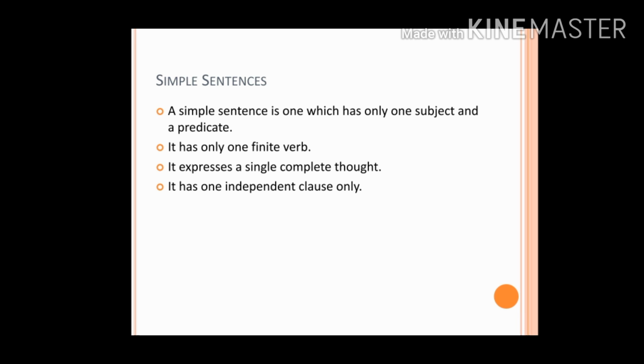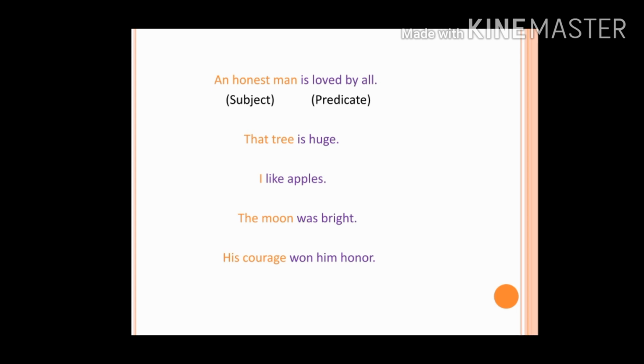A simple sentence is one which has only one subject and a predicate. A simple sentence has only one finite verb. It expresses a single complete thought. It has one independent clause only. Example: An honest man is loved by all.